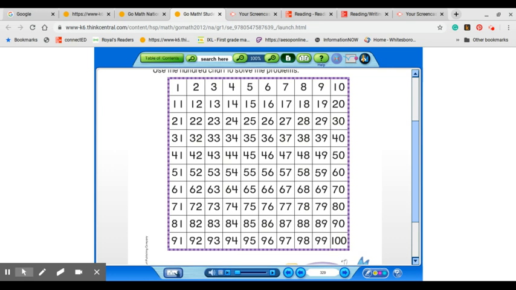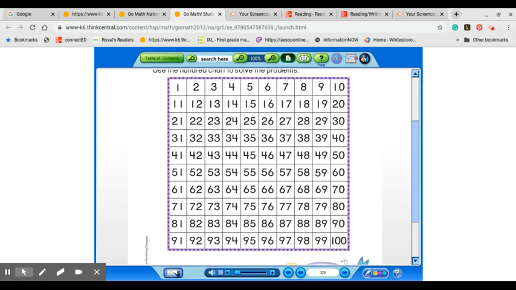Boys and girls, today we're going to use a 100 number chart to add our numbers together like we have been doing over the last few weeks. So on this page, I would just like for you to put your finger on the number and we will count together by using the 100 number chart.